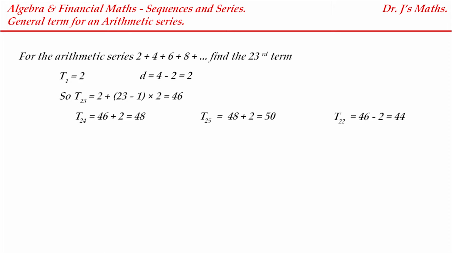If we wanted to go backwards and find the 22nd term, then we're going to take the 23rd term and take 2 away, because we're going back down the series. So it's 46 minus 2, which is 44. Pretty important that you can see that. You're going to require that idea in the back of your mind quite a number of times.